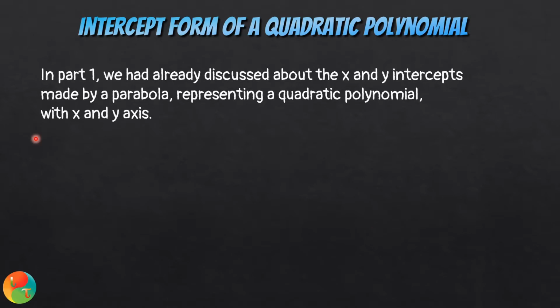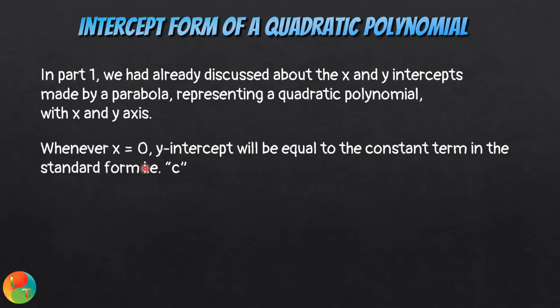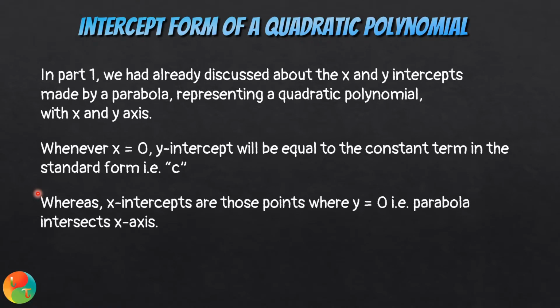So let's talk about intercept form of a quadratic polynomial. In part 1, we had already discussed about x and y intercepts made by a parabola representing a quadratic polynomial with x and y axis. So again, here's a gentle reminder. If you are new to this channel and watching the video for the first time, make sure to watch part 1. So whenever x is equal to 0, y-intercept will be equal to the constant term in the standard form, that is equal to c. Whereas x-intercepts are those points where y is equal to 0, that is parabola intersects x-axis. So x-intercepts are those points where a parabola intersects x-axis.